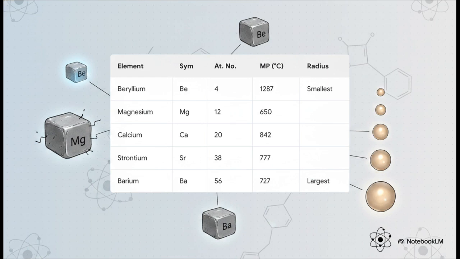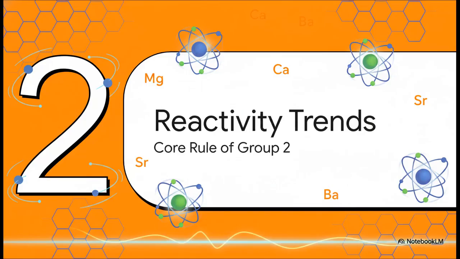And if you look at the right side of this table, notice how their atomic radius steadily increases as you move down the group. The atoms literally just get bulkier. Keep that in mind because that physical growth actually drives everything else we're about to see. Moving on to section 2, reactivity and atomic trends. This is the core rule of group 2.